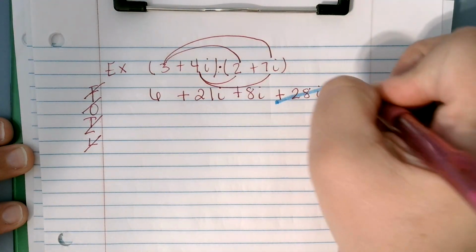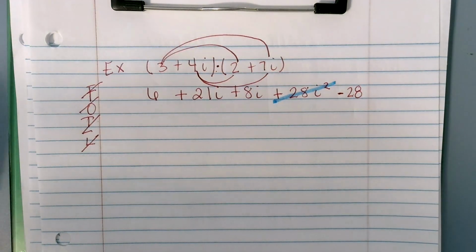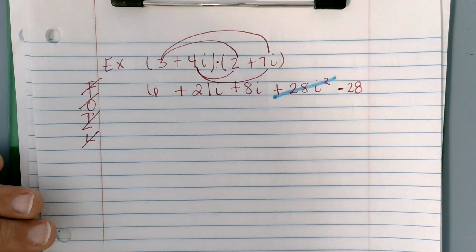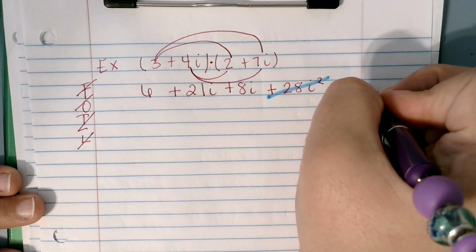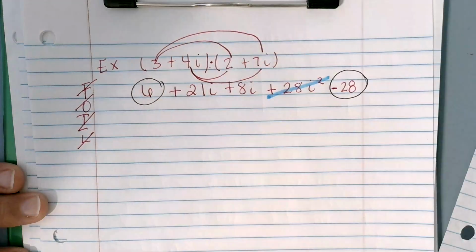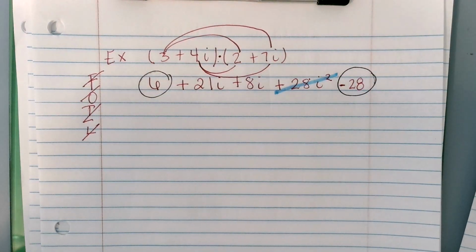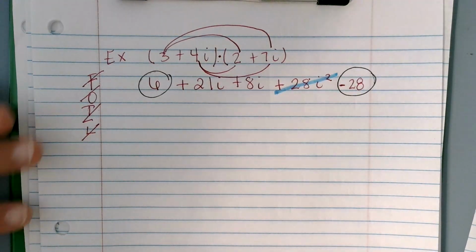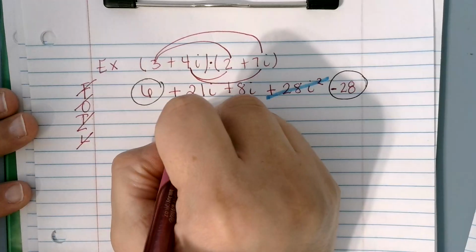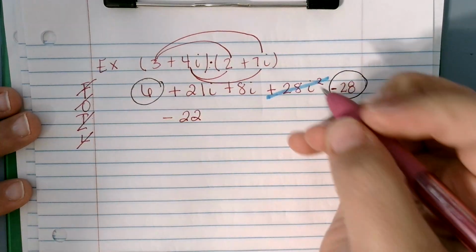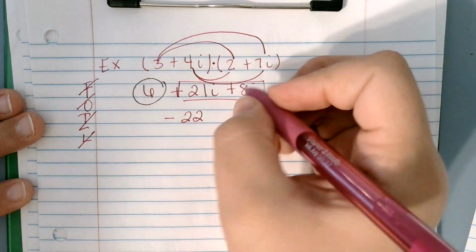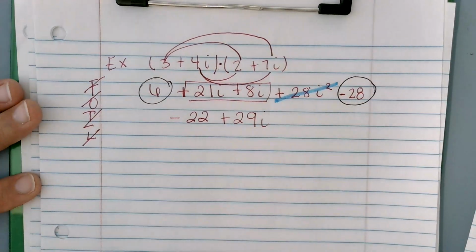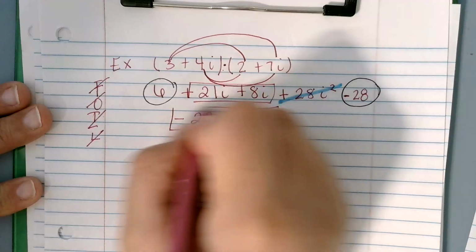This is negative 28. Now do not give me an answer with i squared in it because I will mark it wrong. Change your i squared to a negative 1. And now we can combine like terms. Negative 28 plus 6. Okay, so where was I at? 6 minus 28 is negative 22. And then we'll combine the i's. 21 plus 8 is positive 29i. And then you can stop. That's your answer. We have a real part and imaginary part with no i squares.